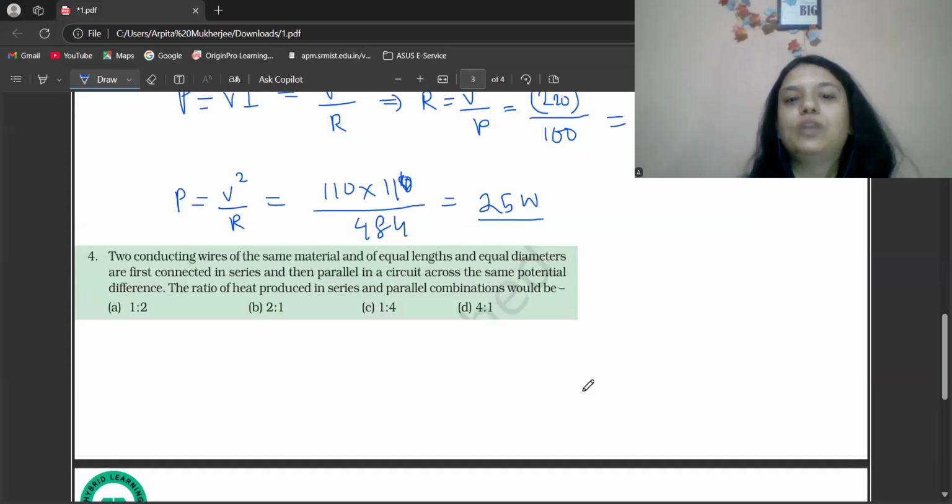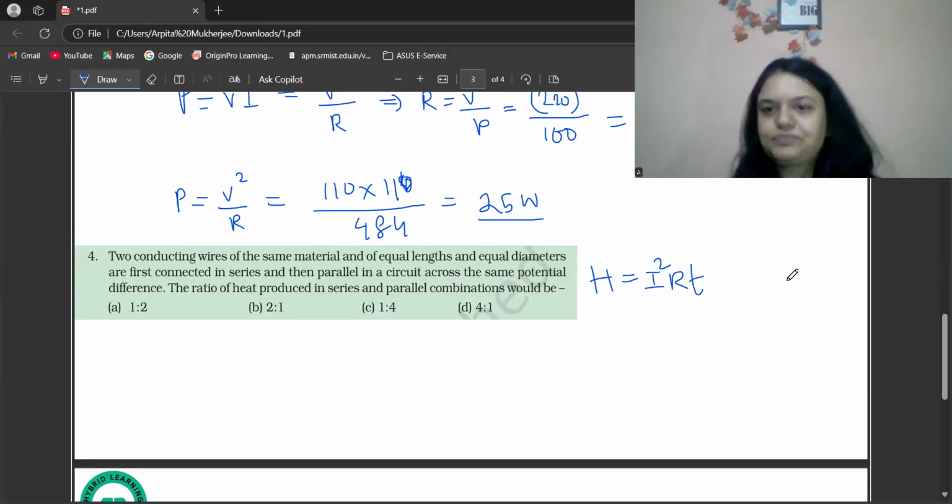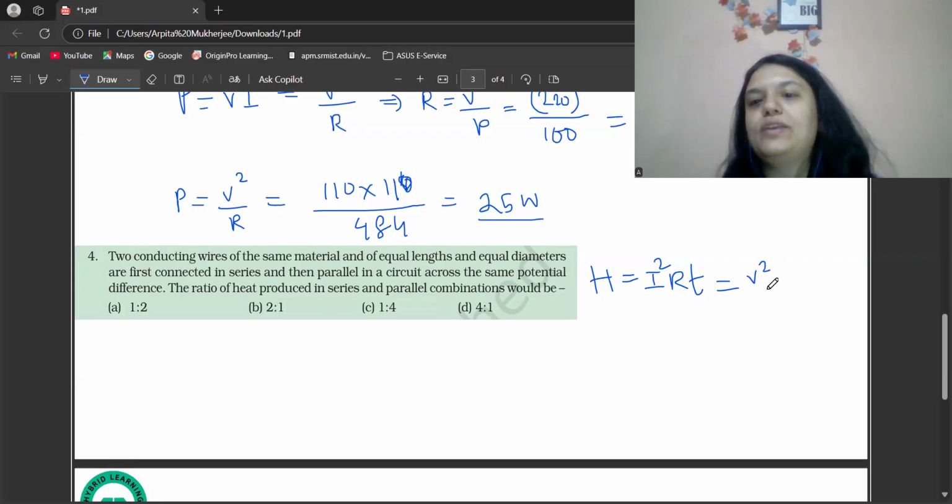So this is my heat production. So what is my heat production formula? H is equal to, as per Joule's law of heating, I square RT, correct? But actually, they're saying same potential difference, so we cannot use this formula. Let us try to modify the formula. Instead of I square RT, I can take V is equal to IR, so I will be V by R. So I can write it like this: V square by R squared into RT. So my R is getting cancelled. So what did I get? V square T by R.